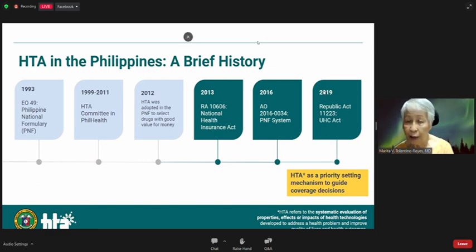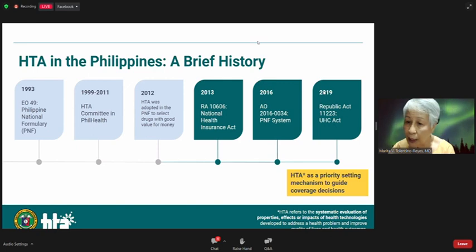It was also touched on in the National Health Insurance Act in 2013. And an AO in 2016 officially included health technology assessment in the selection of drugs. And so, as you can see, it was an on-off thing. There was an idea that was introduced and then it would wane and then be introduced again until in 2019, it was officially mentioned in the Universal Health Care Act that HTA shall be the primary mechanism to determine the coverage in PhilHealth and in the DOH programs.